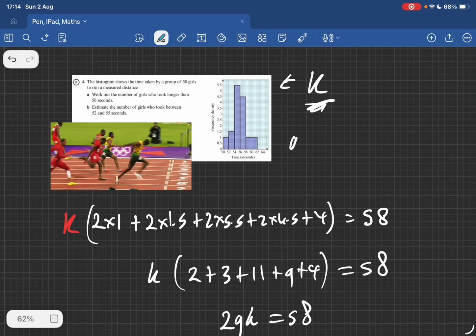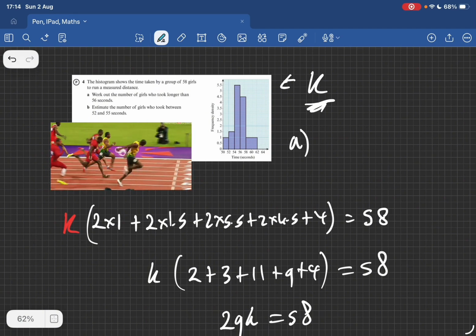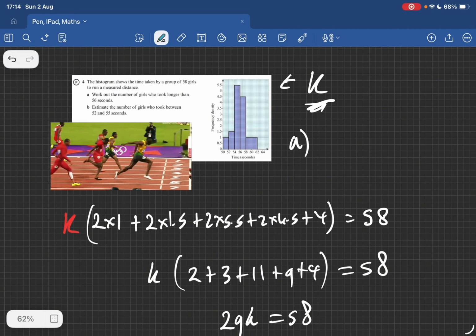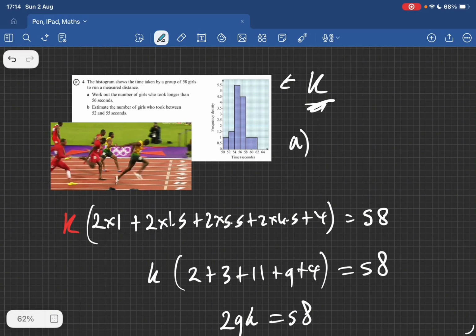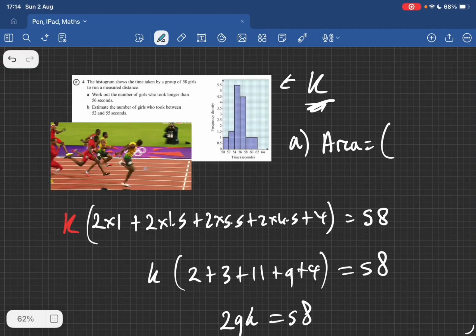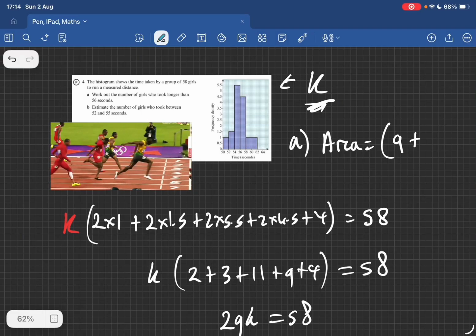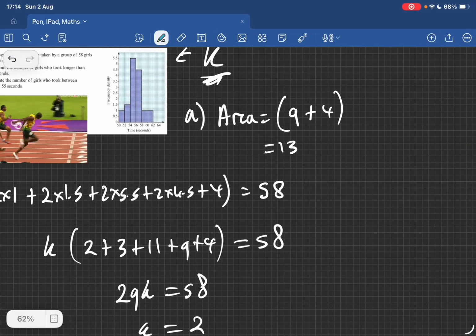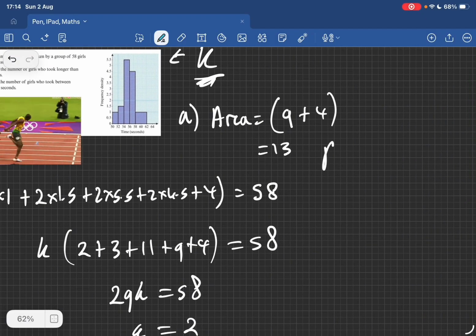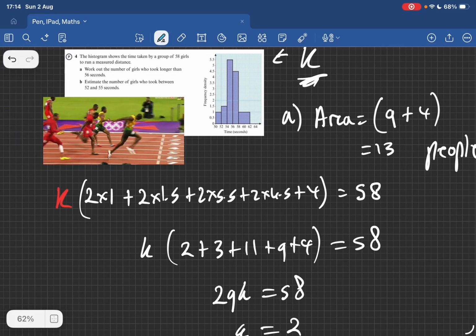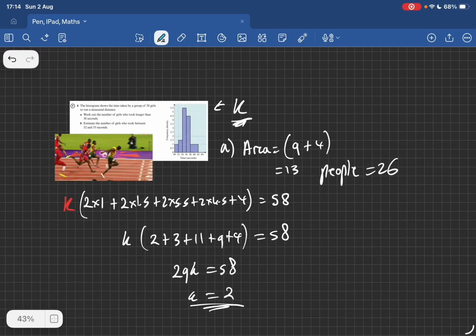So let's look at part A. We need to know the number of girls who took longer than 56 seconds. So what's the area of longer than 56 seconds? Well, this area is going to equal 2 times 4.5, so 9, plus 4 times 1, which is 4, equals 13. If the area is 13, we know that the people is 2 lots of the area, so 26 people. Perfect.